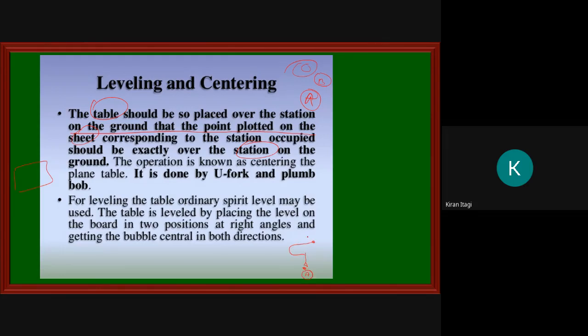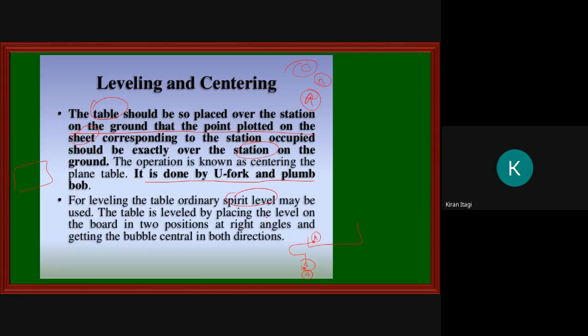This is your U fork. Okay. This is my station A, means it should be lying on the station A. The operation is known as centering. It is done by U fork and plumb box. For leveling, the table is ordinary spirit level may be used.